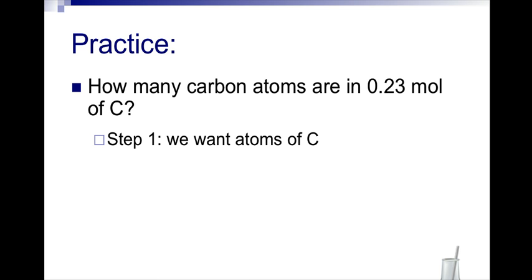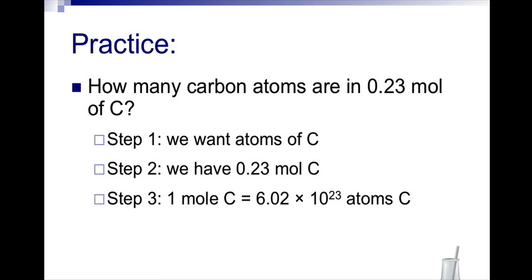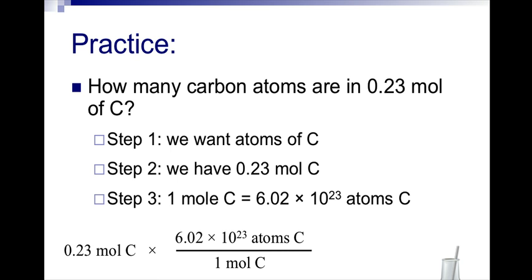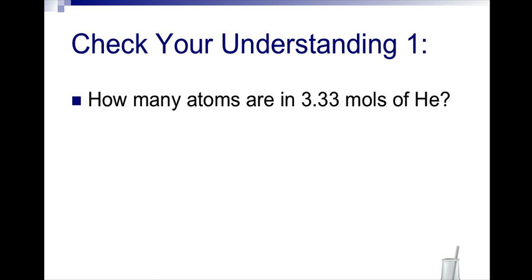So carbon atoms. We want to know how many atoms of carbon there are. We know we have 0.23 moles of carbon, and we know that 1 mole of carbon is 6.02 times 10 to the 23 atoms of carbon. So we take 0.23 moles of carbon, multiply by 6.02 times 10 to the 23 atoms divided by 1 mole. Moles cancel, and we get 1.34 times 10 to the 23 atoms of carbon. So now it's time for you to check your understanding.